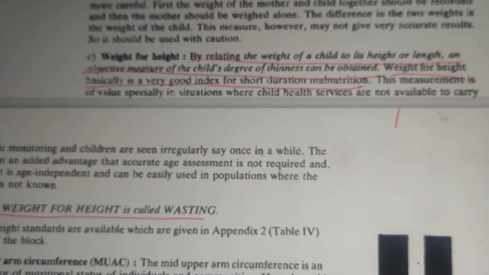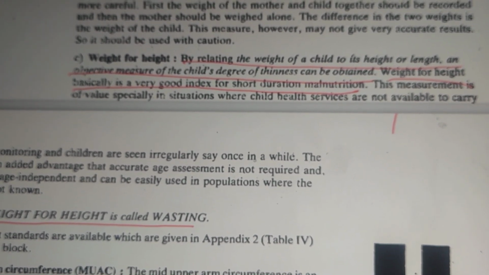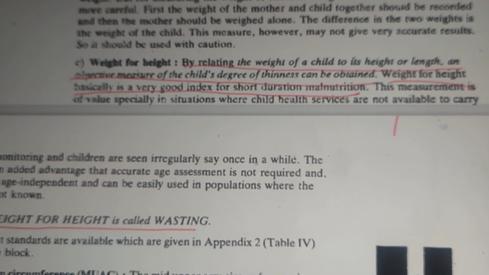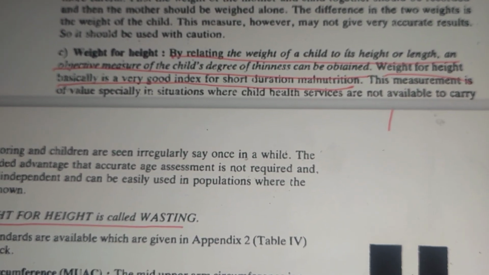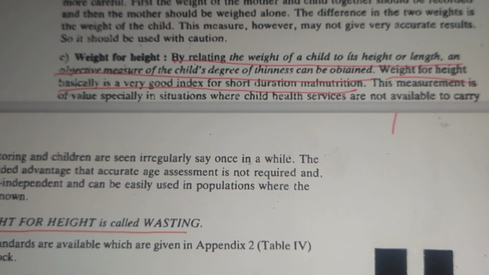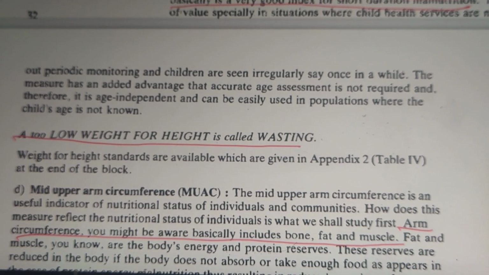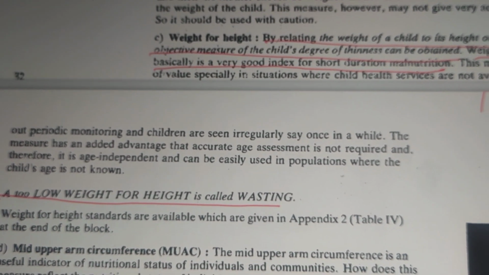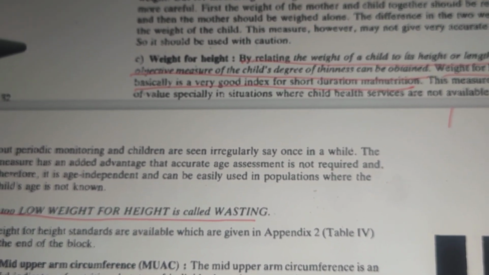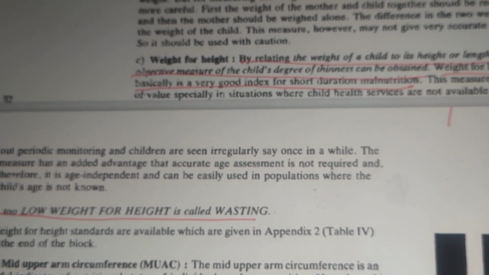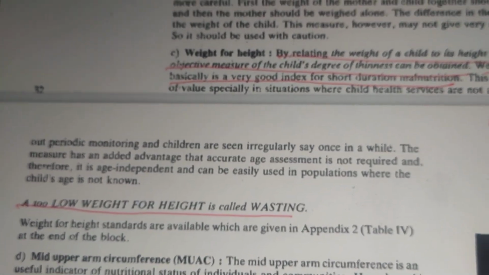Coming to the next topic, weight for height. By relating the weight of a child to its height or length, an objective measure of the child's degree of thinness can be obtained. So by weight for height, you will understand the thinness of the child. Weight for height is a very good index for short duration malnutrition. A low weight for height is called wasting. This is very important. It doesn't depend on the age factor. The only thing is, according to the height, what is the weight of the child? Or according to the weight, what should be the height of the child? It doesn't depend on age.